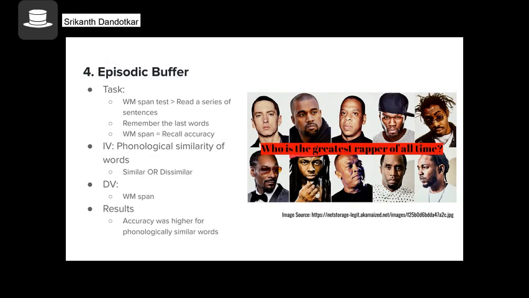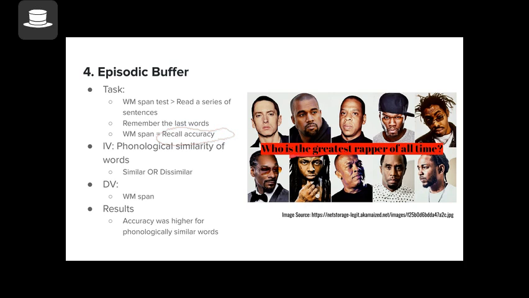So in experiments specific to the episodic buffer's reverse phonological similarity effect, participants typically go through a task called working memory span test. In this particular thing, participants would listen to or read a series of sentences. And the last word of the sentence is what they are supposed to remember after a series of sentences that they have read. So, working memory span would be your recall accuracy. If you remember 7 sentences as last words, then your working memory span would be 7. If you remember 10, 10. If you only remember the last words of 2 sentences, then it is 2.